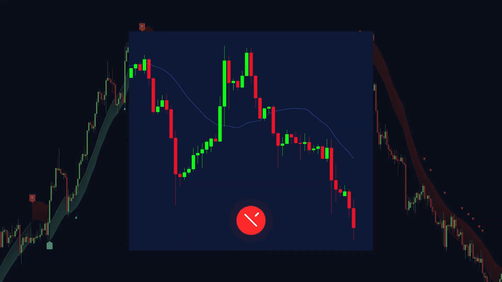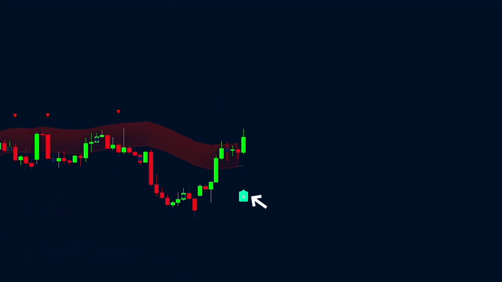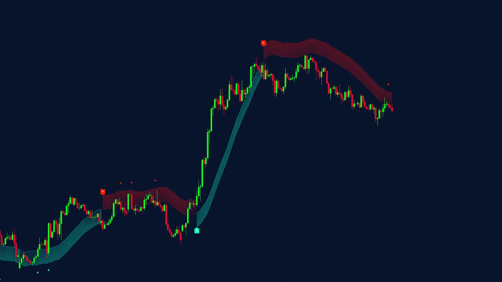Now, this isn't your regular trend indicator. No, this is much better. Most indicators just follow the price, but this one accurately predicts where the price is heading, which is why it's called zero lag. And you don't have to wait for slow-moving averages to catch up. Let me show you what makes it special.